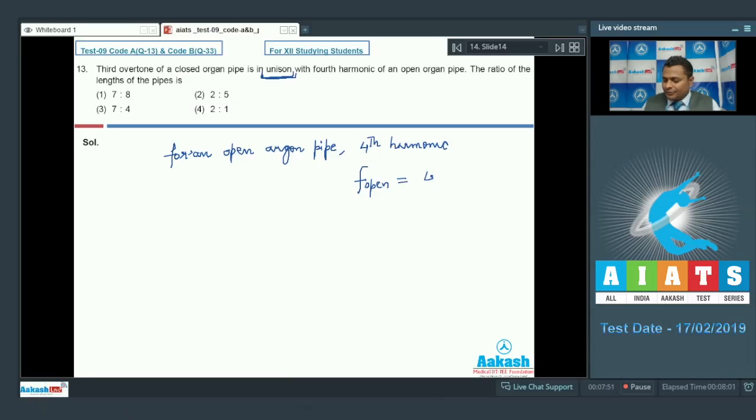That is 4 times V upon 2 times LO, where LO is the length of the open organ pipe. On the other hand, for a closed organ pipe, the third overtone will be the seventh harmonic, as we know from the relation Fn for closed is given by (2n plus 1) multiplied by V divided by 4 times the length of the closed organ pipe, where n equals 3. So the third overtone will be the seventh harmonic.